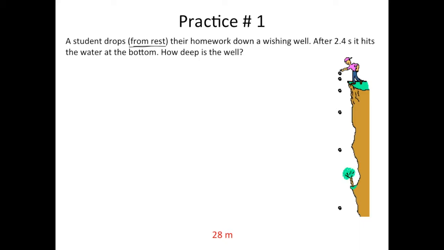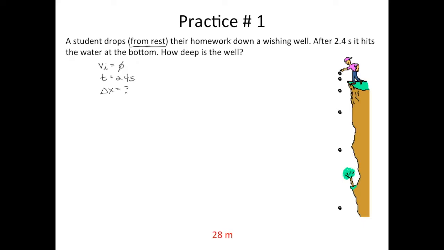So on these problems, the best way to start is to write what you know. So we definitely know the initial velocity is 0. And that's implied by the statement from rest, or it drops their homework. We know the time that the homework is in the air is 2.4 seconds. Okay. We are looking for how deep the well is.